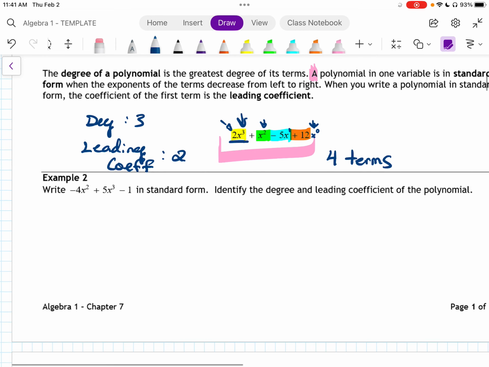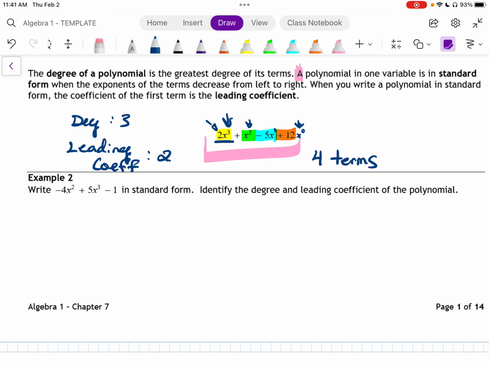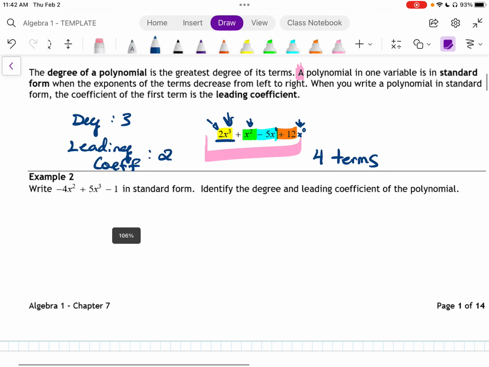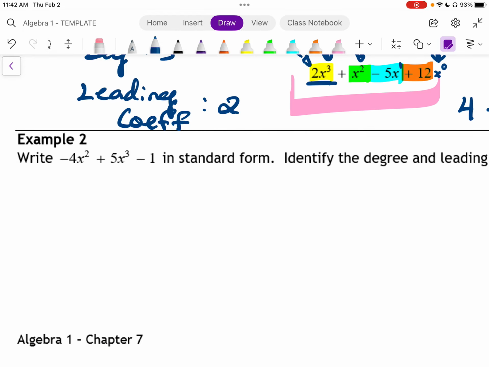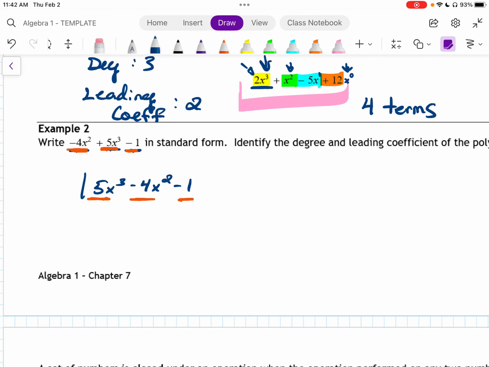All right, next up, example 2. Write it in standard form, identify the degree and the leading coefficient. So starting off, we want to write it in standard form. Highest exponent first. I see that this one has an exponent of 3, then we have an exponent of 2, and then we have no exponent. So we're going to write the one with the 3 first. 5x cubed minus 4x squared, and then minus 1. So now that is in standard form, right? We notice that the 5x cubed there is positive, so it's positive down here. The negative 4x squared is negative, so it's negative down there. And then also for the negative 1, negative 1. So that's our polynomial in standard form.